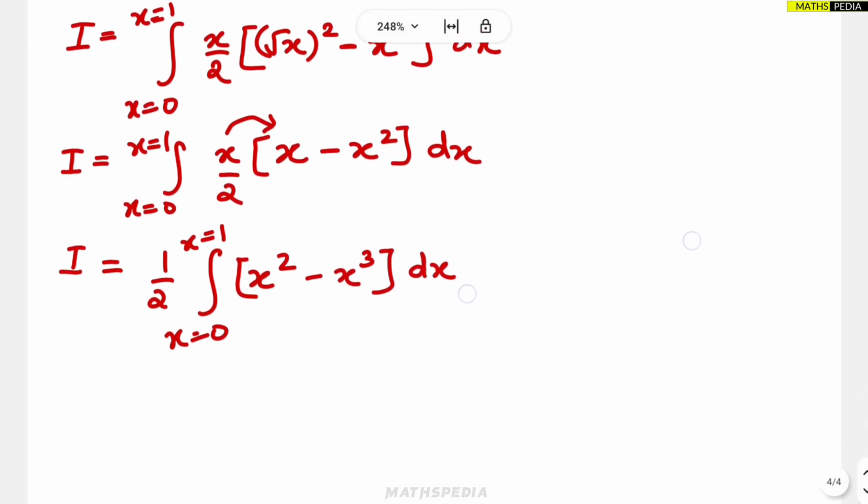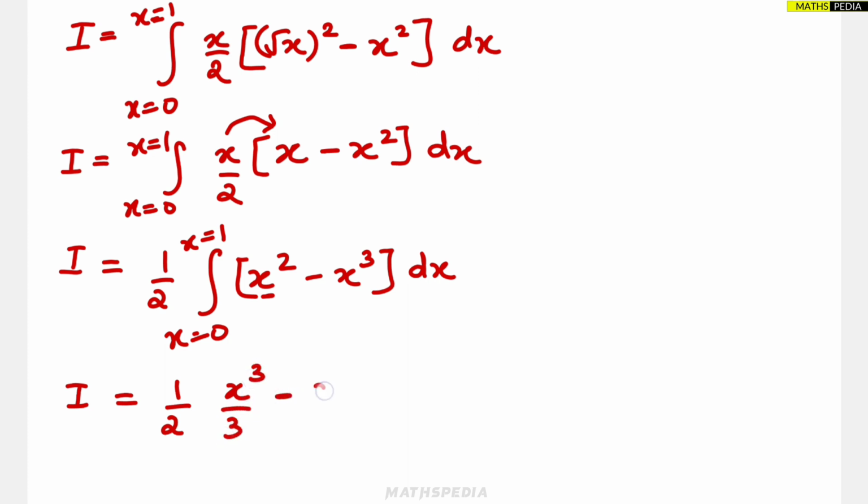Now we are going to apply the outer limit, which is with respect to x. So what will be the integration? One by 2. Now x square integration will be x cube by 3, minus x power 3 integration will be x power 4 by 4. Then what will be the limits? Limits will be x equal to 0 to x equal to 1. Simple. Done this part. Now we have to apply the limit.